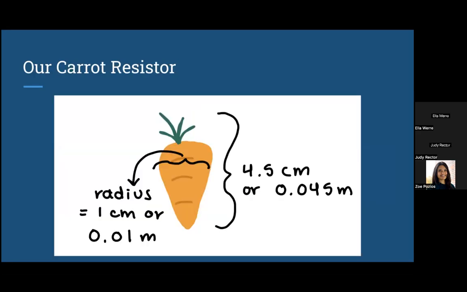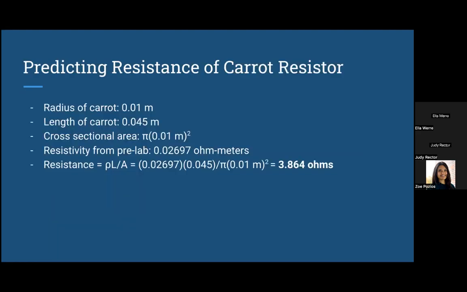On the next slide, we have our caret resistor with some of its dimensions: a radius of 1 centimeter and a length of 4.5 centimeters. To predict the resistance of our caret resistor, we needed the radius and the length to find the cross-sectional area. Then we used the resistivity that we calculated from the pre-lab, plugging in 0.02697 ohm meters for rho, and then the length and the area to get 3.864 ohms.